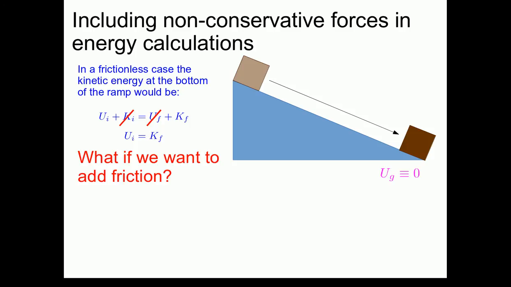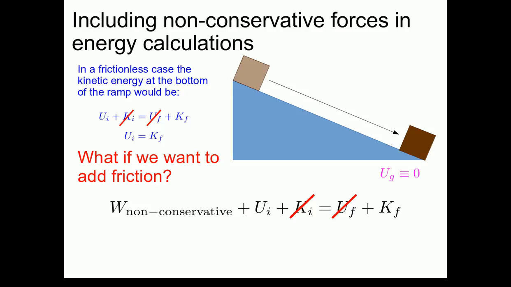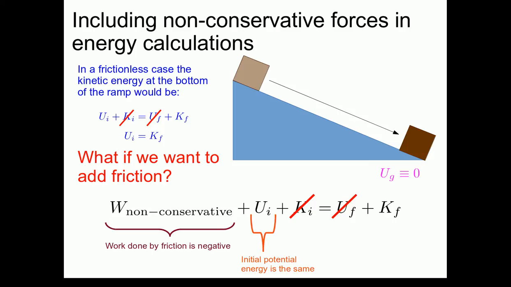What if we wanted to add friction to the ramp? Well, the way we would do this is by adding the work done by the non-conservative friction force to the left-hand side of our energy conservation equation. Let's see how this works. We still have the initial kinetic energy and final potential energy equal to 0. I haven't changed anything there. But now we have a frictional force. The work done by friction is negative. Since the initial potential energy is the same, the final kinetic energy of the box is going to be smaller at the bottom of the hill than in the frictionless case, which matches our everyday experiences.